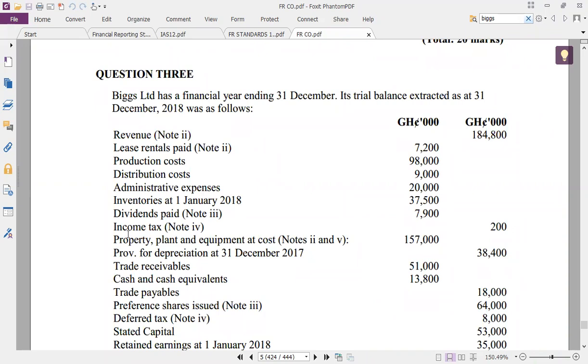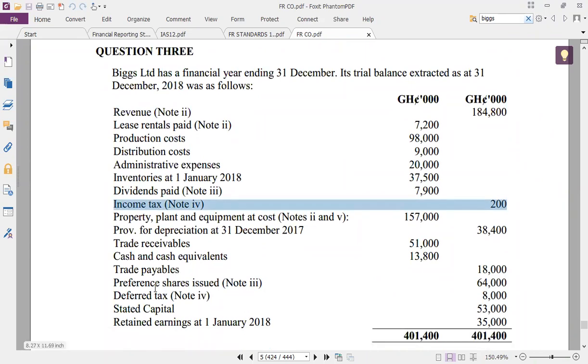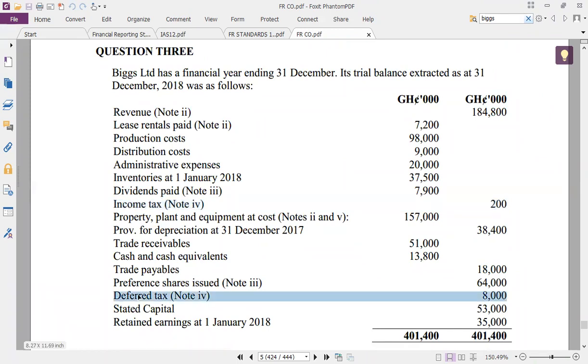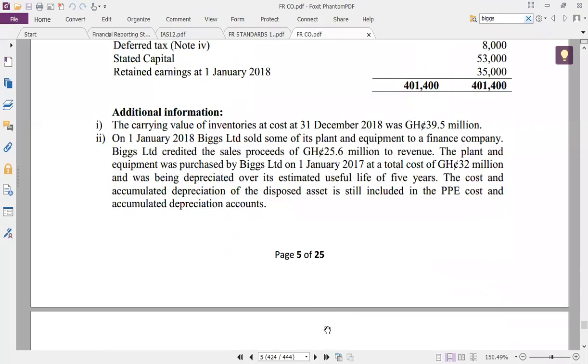Okay, so there's income tax here and there's note 4. We'll go and read note 4. Again, there was another deferred tax. I can see deferred tax too. Have you seen it? Yes. Another deferred tax, note 4. So let's go and read note 4.